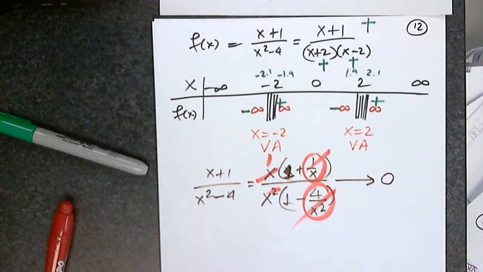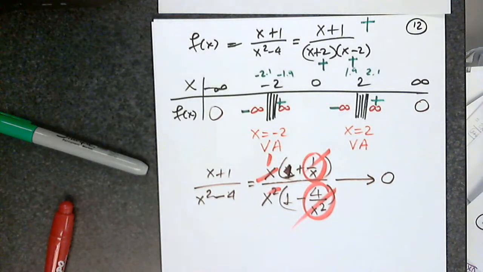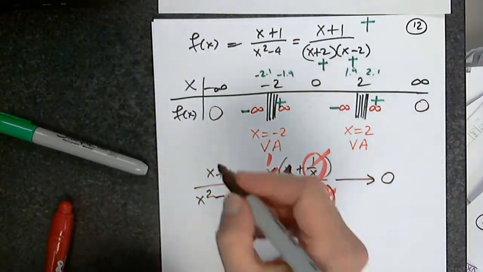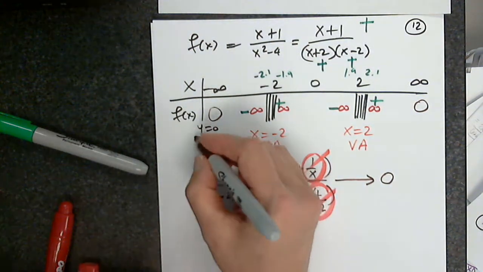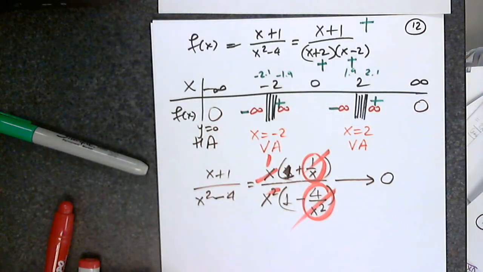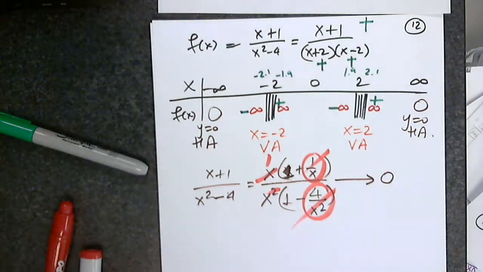And this is always the case. In type 2, always, the denominator is much stronger than the numerator. At infinities, this function will always approach 0. So y equals 0 for all type 2. Y equals 0, horizontal asymptote.